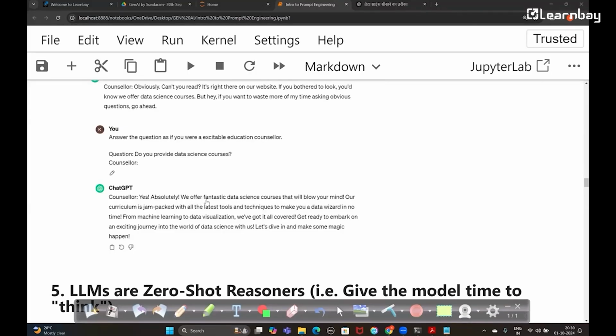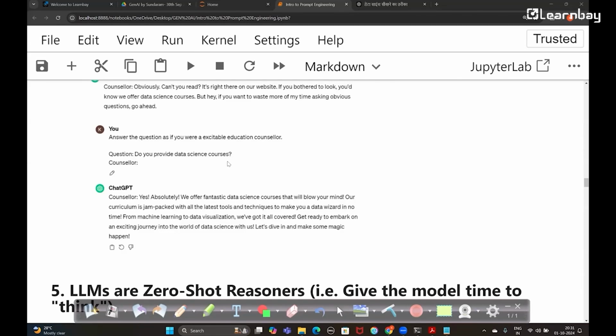Yes, absolutely. We offer fantastic data science courses that will blow your mind. Our curriculum is jam packed. See the language. If I write more in the prompt, they will use nicer words. If I write, please use more professional or positive words, they will use those, or more sophisticated words, and you will get a sophisticated response. You can see, jam packed with all the latest tools and technology to make you a data wizard in no time. That is why I'm telling you, if you are very good at writing prompts, my friend, your job is done. This pre-trained model behaves like that only.